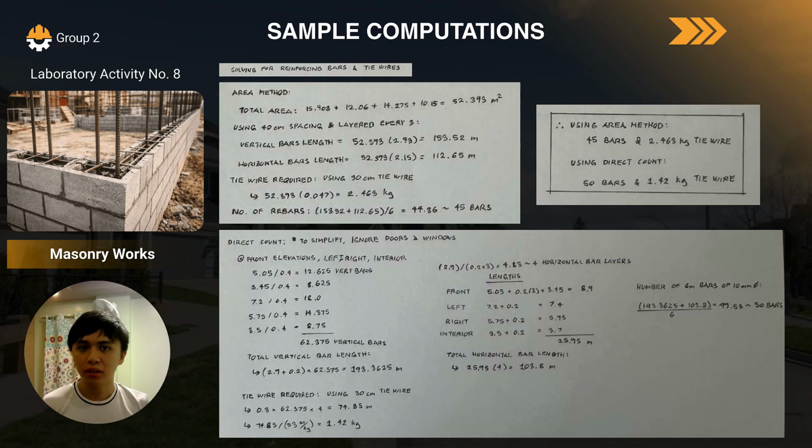So moving on to the final slide for our sample calculations, here is the solving for the reinforcing bars and tie wires for the masonry works. For this, there are actually two methods. Once more, it's the area method and the direct count method. Let's first start with the area method, which is the simpler of the two.